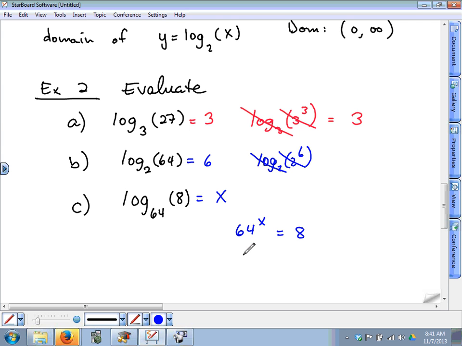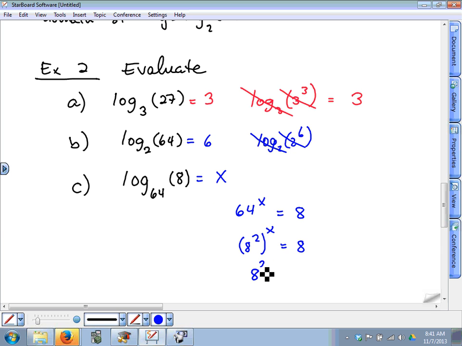Now, sometimes I lose students with this next step, but try to follow along here. Instead of 64, I'm going to write 8 squared to the power of x is equal to 8. Did I lose anybody there? Isn't 64 the same as 8 squared? Now what happens when you have a power that's being raised to another power? You multiply them. So now this is 8 to the 2x is equal to 8. You see what I'm doing here?